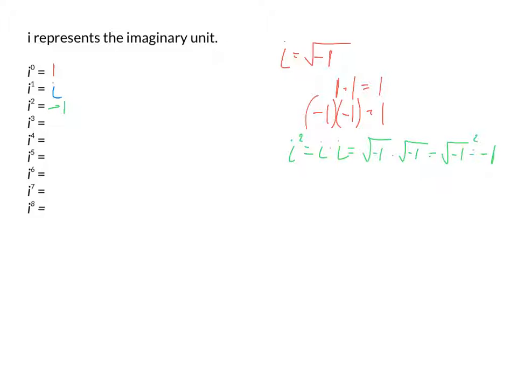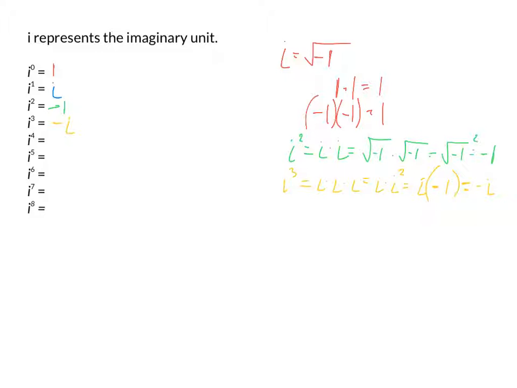How about i to the third? In i to the third, we have i times i times i, or maybe I'll look at it as i times i squared, which would be i times, and we just determined i squared was -1. So i times -1 leads us to a -i.